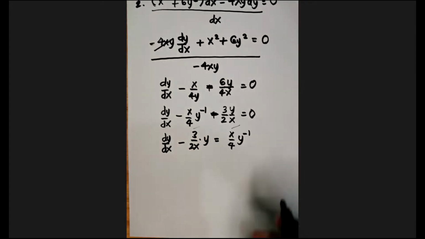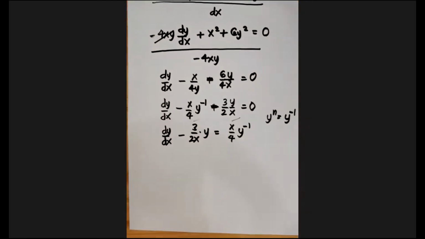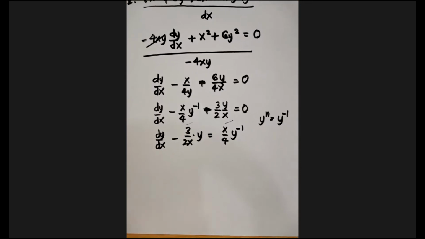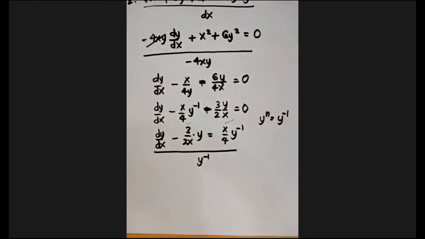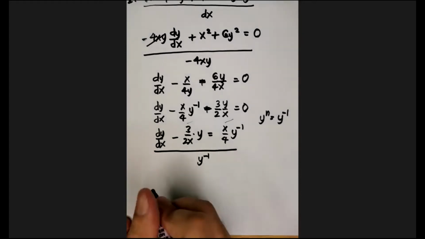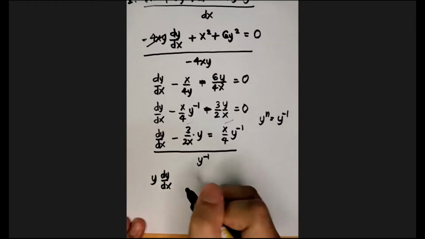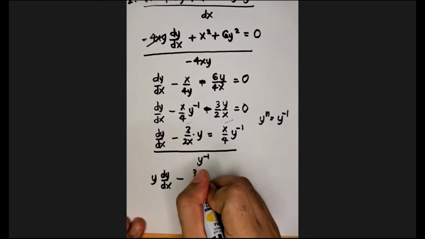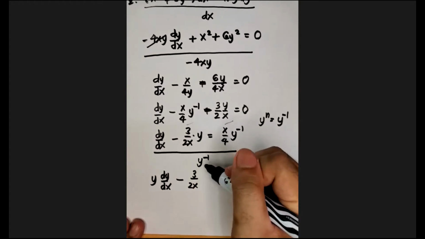Ito yung transpose natin. Ngayon, ano ang ating y raised to n? So, ang y raised to n natin ay y raised to negative 1. Okay? So, ang gagawin natin is so we'll have dy over dx minus 1 over x times y.